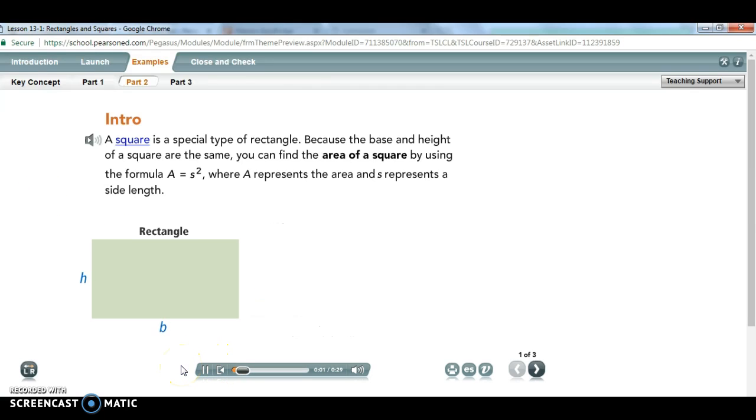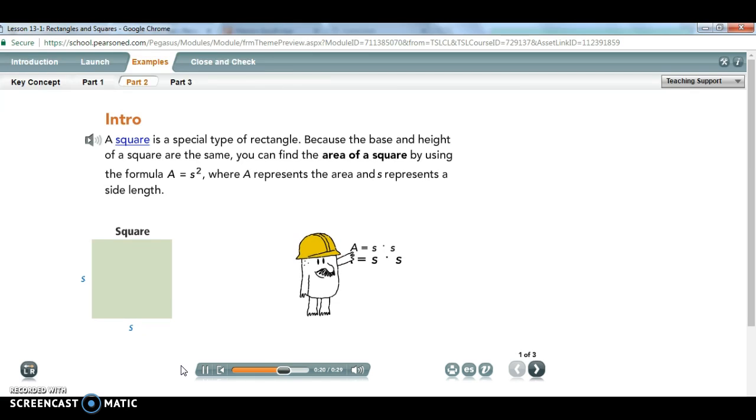The area of a rectangle equals its base times its height. Suppose you have a square. A square is a special type of rectangle. The base and height of a square are the same. It is common to refer to the side length of a square as S. So the formula for the area of a square equals the side length squared.